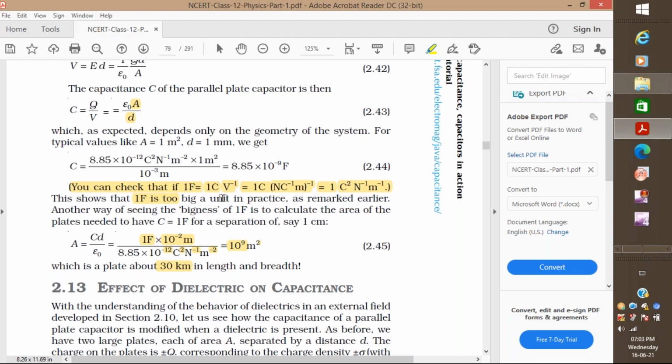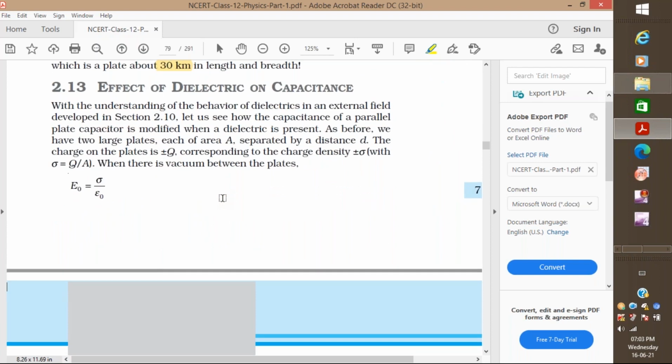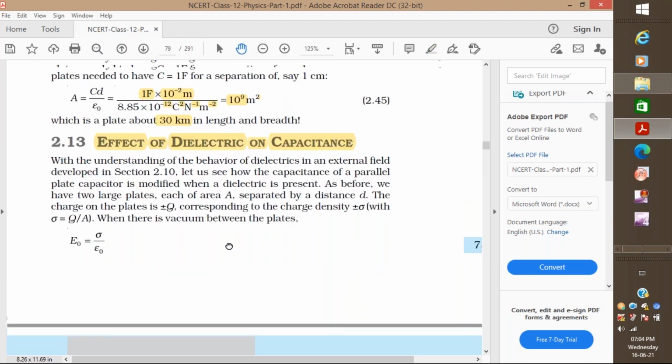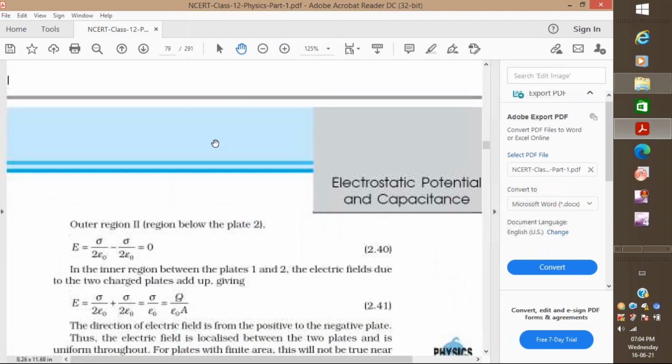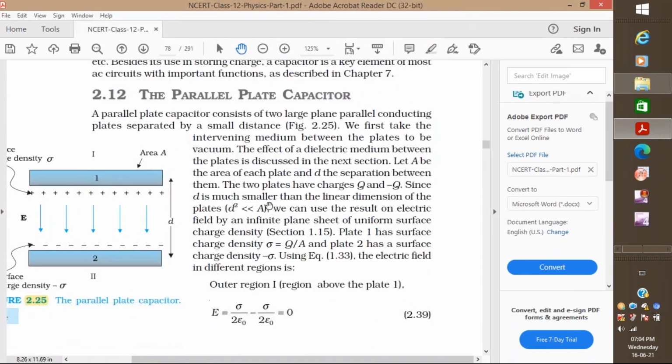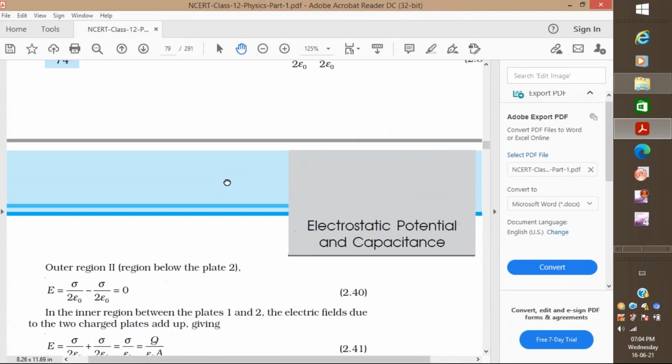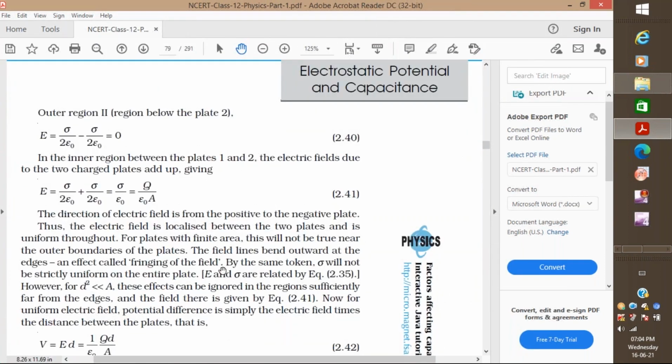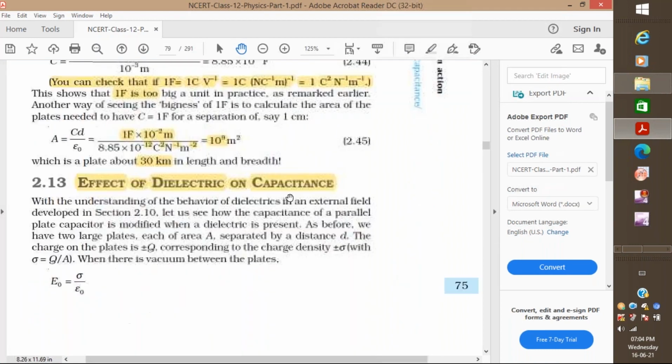So Priyadarshini, Nikhil, shall I stop here, or shall I start the effect of dielectric? If I start, it will take at least 10-15 minutes, so I think I'll stop here. You just read this parallel plate capacitor and practice the derivation, and see whether you can understand or not. If you don't understand anything, you can ask me in the next class.